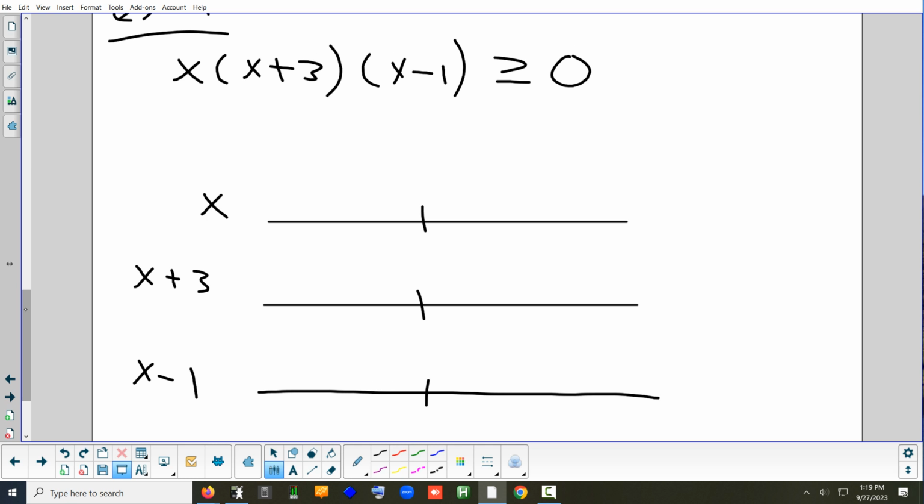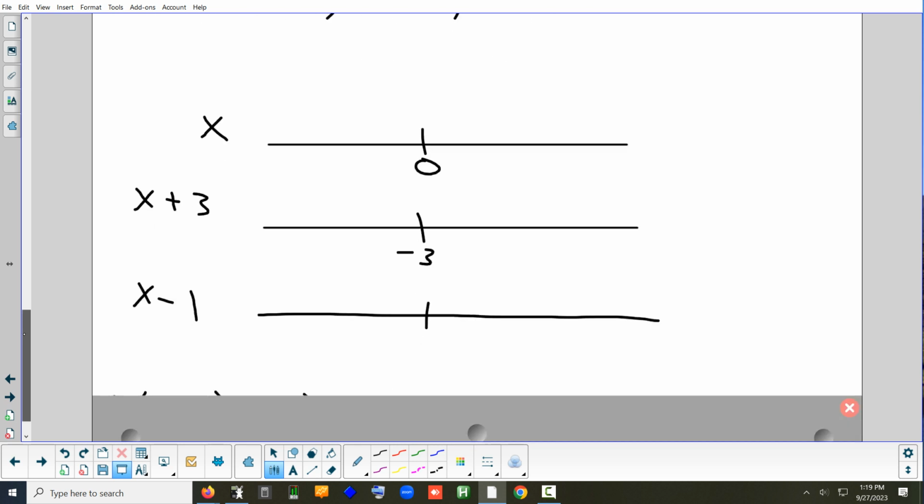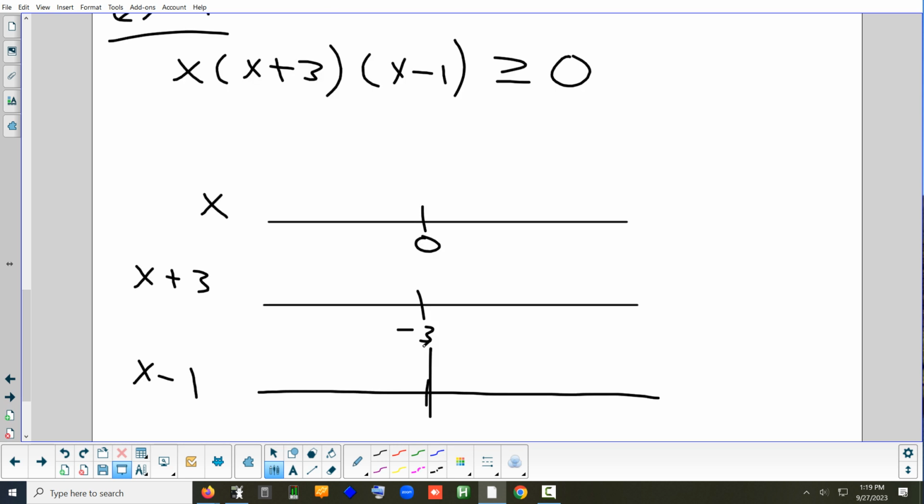All right, we'll start with the first factor. What number would you plug into the first factor to make it 0? Yeah, 0. What number would you plug into the second factor to make it 0? Yep, -3. And the third factor? Yep, 1.